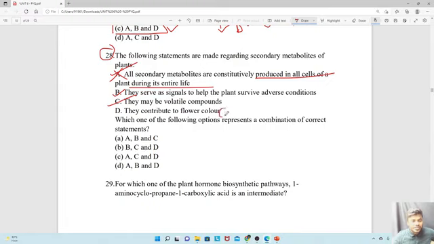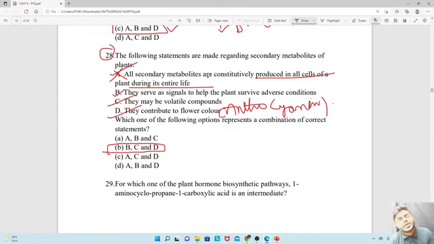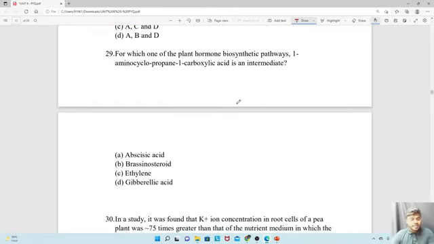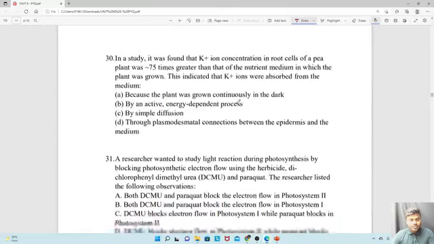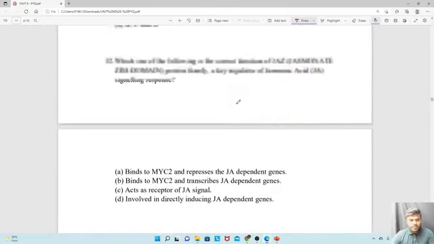They contribute to the flower color. What is the best example you can take? Anthocyanin, which is a type of phenol. What is phenol? Secondary metabolite. So D is also a right statement. Option B, C, D are correct. None of the secondary metabolites are released by the plant body every single time. Always remember that. That's a good point, friends. Okay.